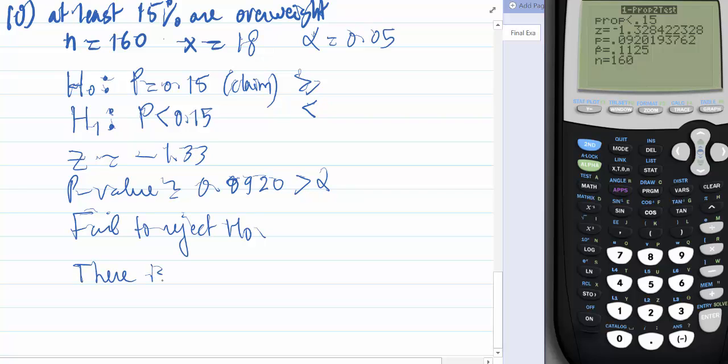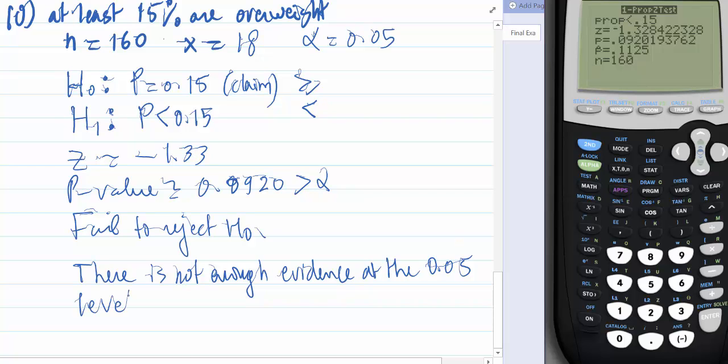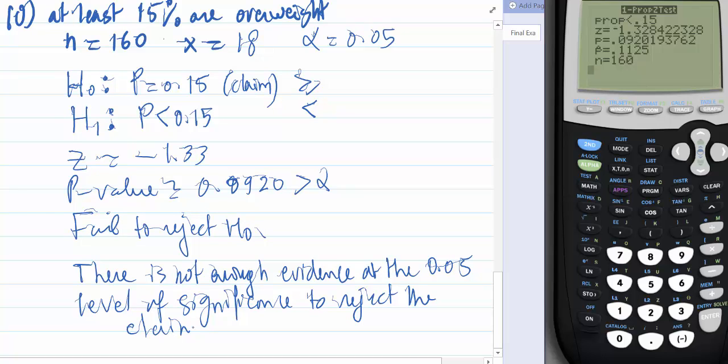There is not enough evidence at the 0.05 level of significance to reject the claim. You just say we cannot reject the claim that at least 15% of the students are overweight. So this is number 10. Again, in number 10, in the answer key, the p-value is wrong. What I'm going to do is try to edit the PDF file and repost the questions.